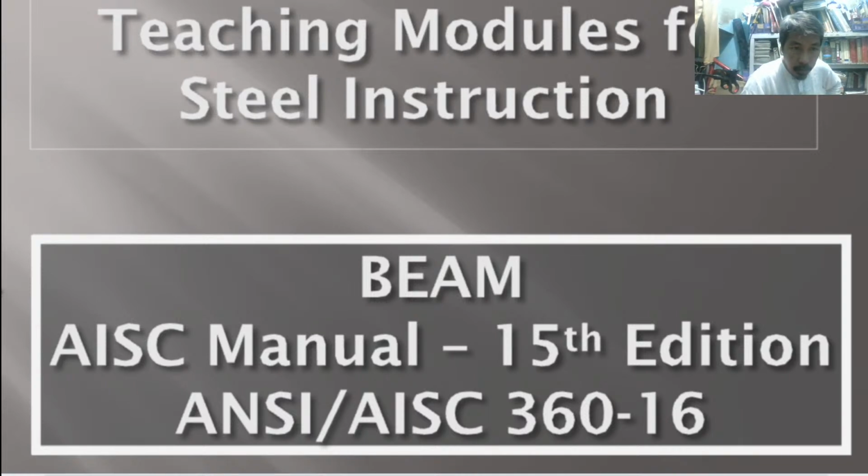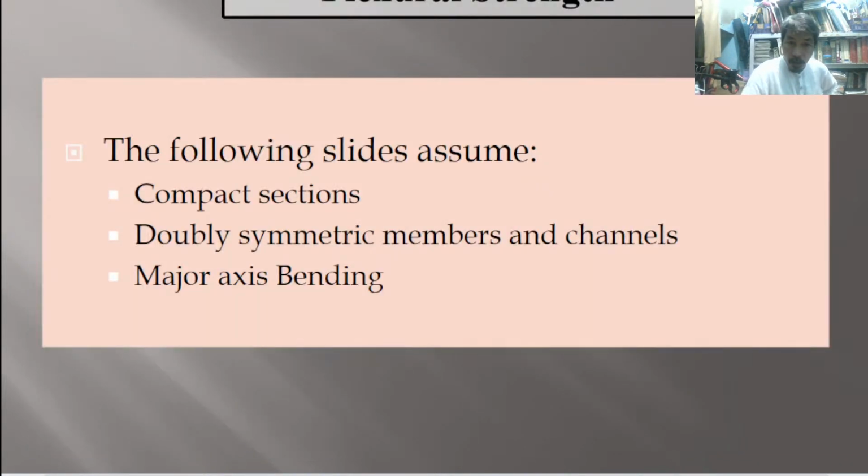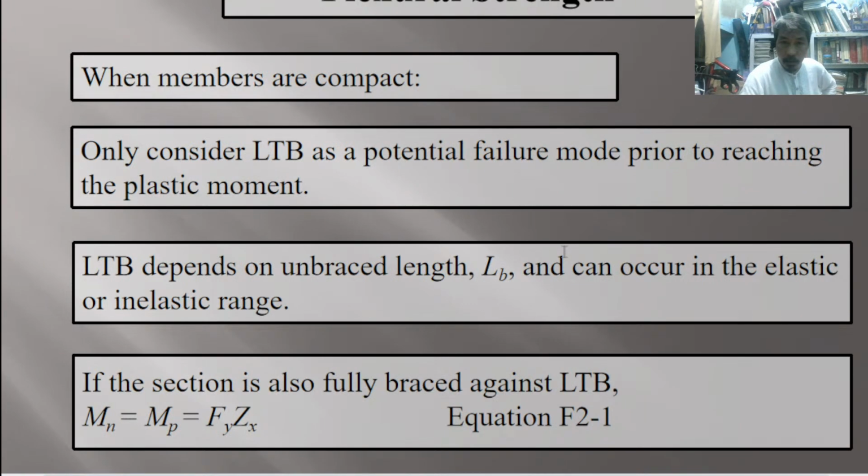So let us proceed. Flexural strength. The following slide assumes compact section, doubly symmetric members and channels, major axis bending. Flexure is beam. So first we are talking about flexure. When members are compact, only consider LTB as a potential failure mode prior to reaching the plastic moment. Okay, LTB, if the members are compact.